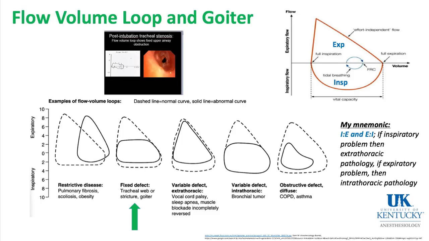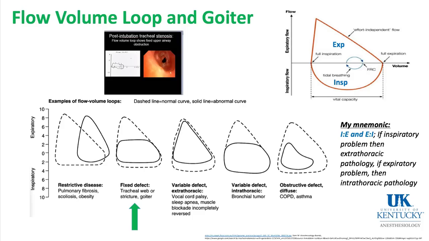So if it's an extrathoracic dynamic problem, you have problems with inspiration, as opposed to an intrathoracic problem, like a bronchial tumor, where when you try to expire, you can't get gas out very well. So IE, EI, is one way to remember a dynamic defect that can occur and that you can observe on flow volume loops, whether it's an intrathoracic or extrathoracic problem. The key word was flow volume loop and goiter.